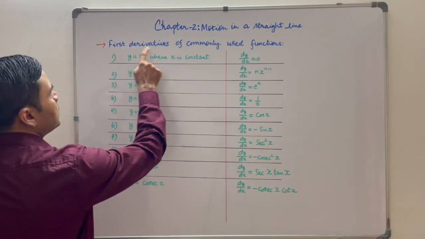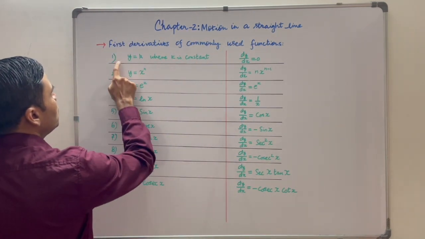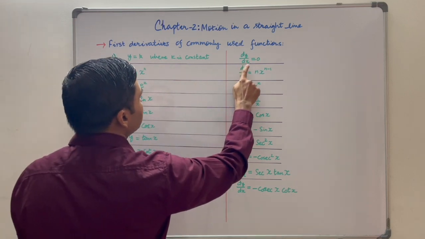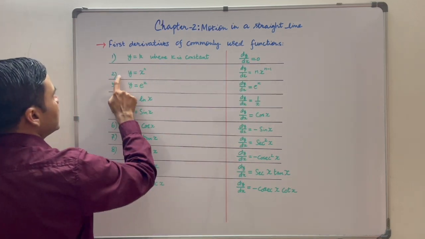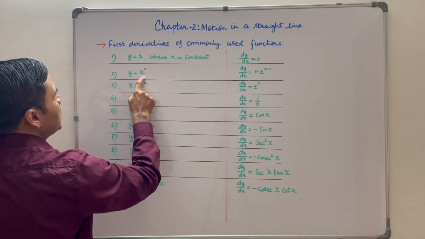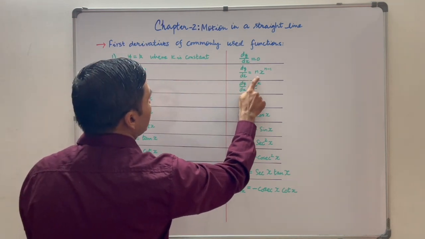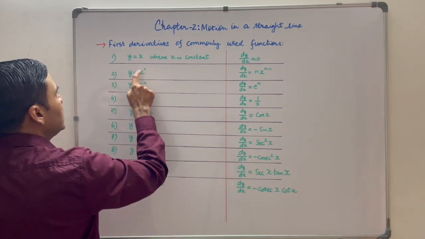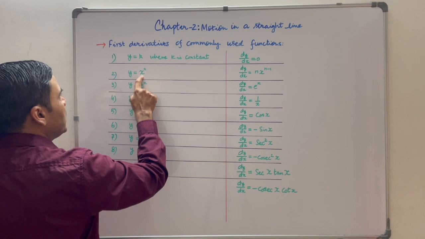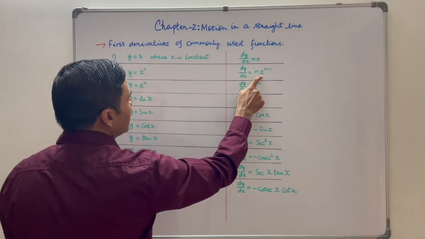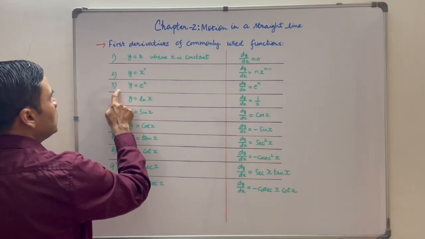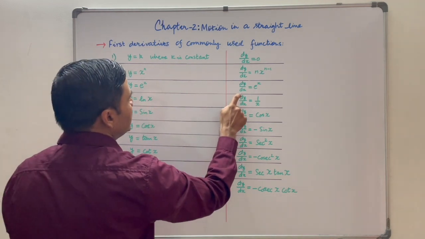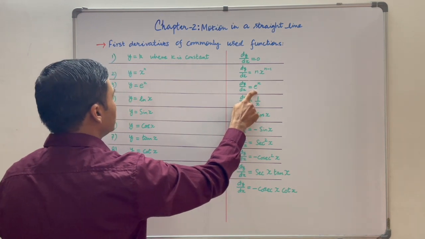Let us see first derivatives of commonly used functions. First one is y is equal to k, where k is a constant. So dy by dx is equal to 0. Second one, y is equal to x to power n. dy by dx is equal to n x to power n minus 1. It is easy to remember, put n here and reduce the power of x by 1. So it will be n x to power n minus 1. Third one, y is equal to e to power x, exponential function. dy by dx is e to power x, same, no change.